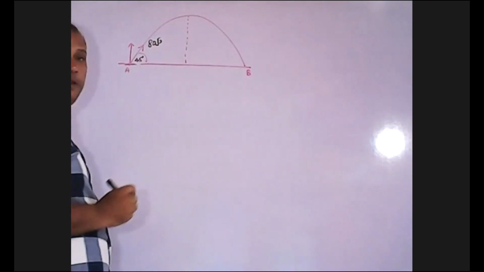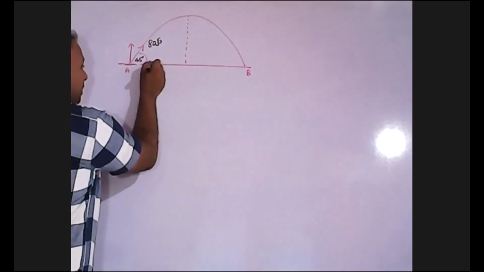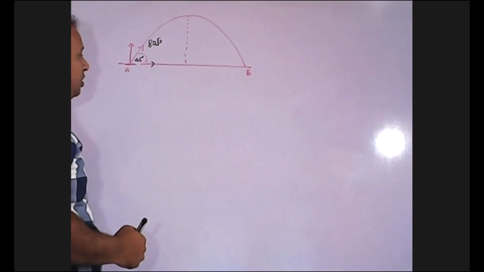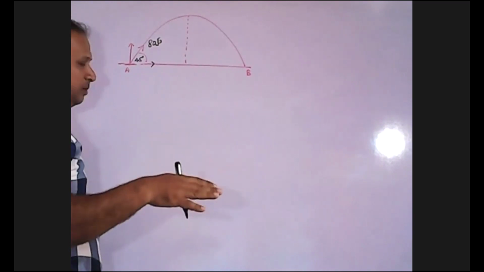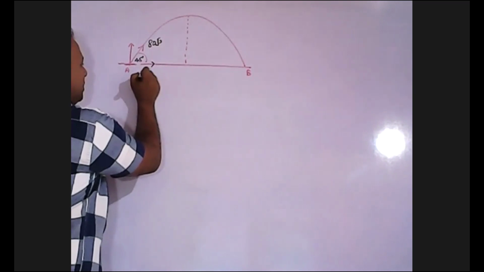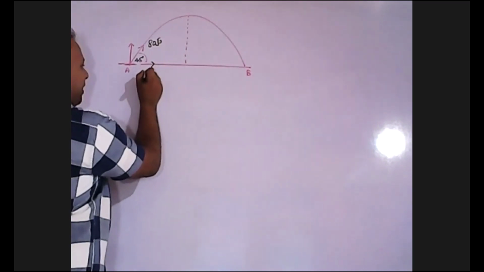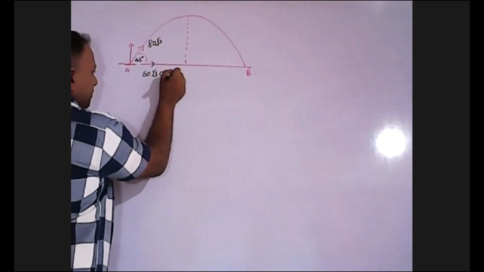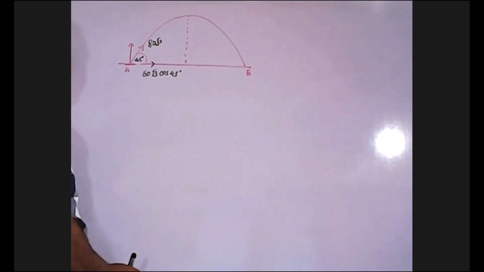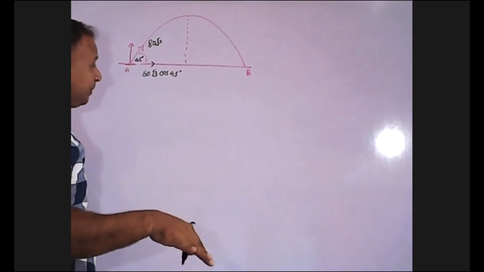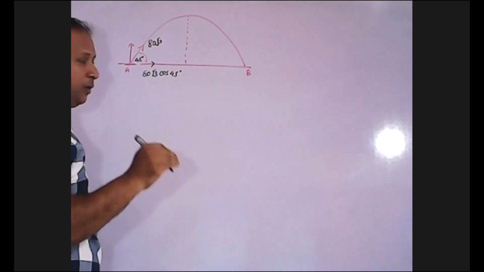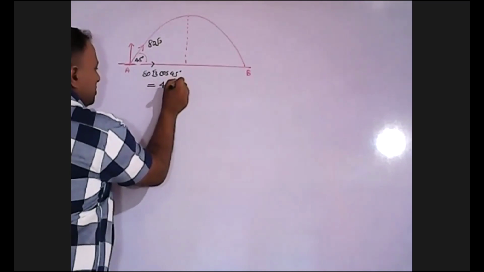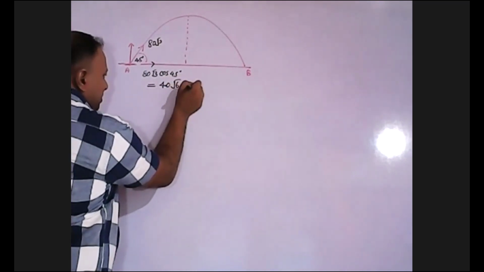So if it is 45 degree, first you have to resolve the initial velocity. So the horizontal component is 80 root 3 cos 45. Cos 45 is 1 over root 2. So if you write 1 over root 2 here, this is equal to 40 times root 6, no?